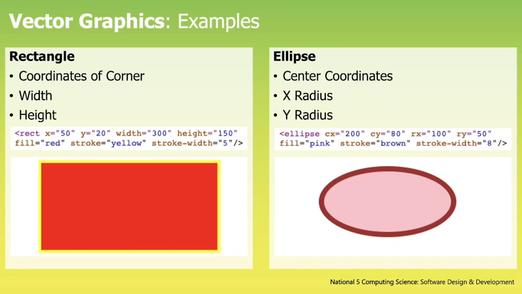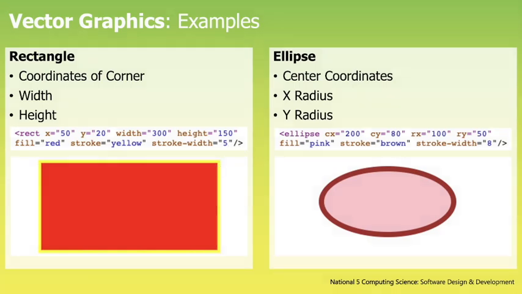So there we have a red rectangle with a yellow outline. And in order to draw that rectangle, I need to know the X and Y coordinate for one of the corners. I then need to know the width of the rectangle and the height of the rectangle. And from that I get the full rectangle. I'm also telling it the fill colour, so it's shaded in red, the stroke colour, so it's got a border of yellow, and the stroke width, the thickness of the border.